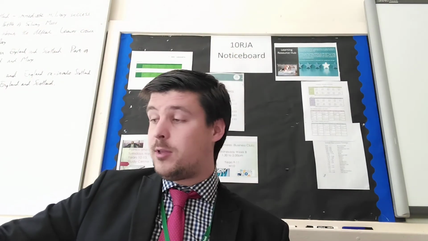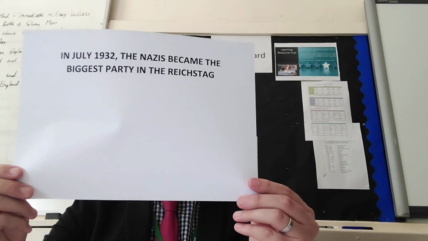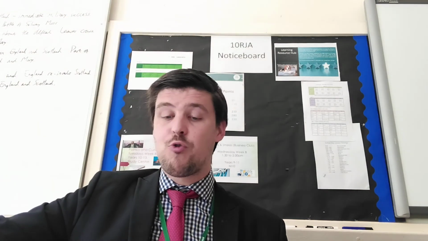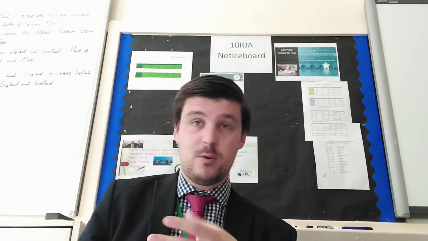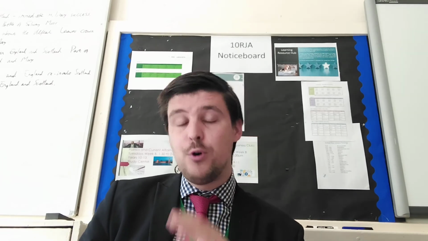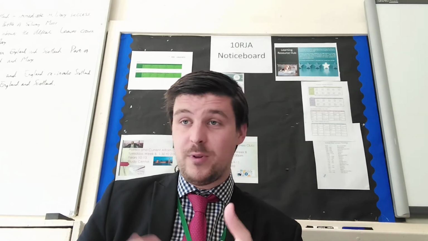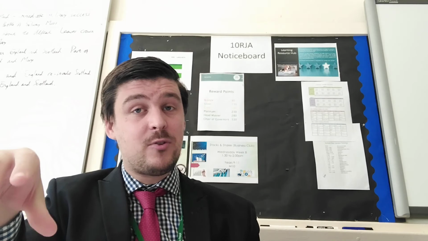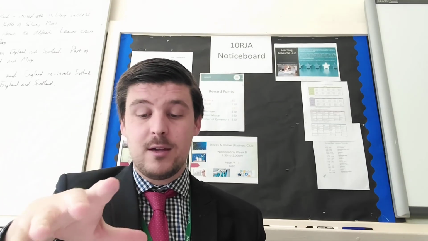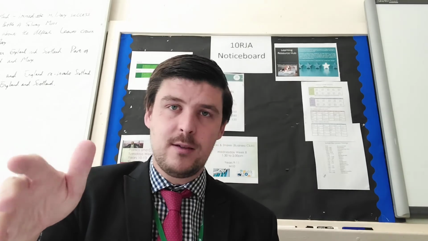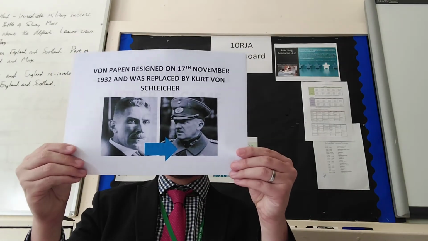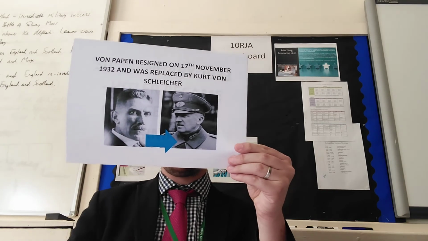Now, in July 1932, as I've just mentioned, the Nazis became the biggest party in the Reichstag, with over 13 million votes and over 200 seats. Von Papen really struggled to keep his coalition together, as it was weak. In November 1932, another election was called, because they were having election after election when these weak coalitions couldn't get things sorted out. Once again the Nazis won the most seats in the Reichstag. They got 190 seats, so ever so slightly less than before, but still a huge amount. Von Papen then resigned on the 17th of November 1932 and was replaced by Kurt von Schleicher.